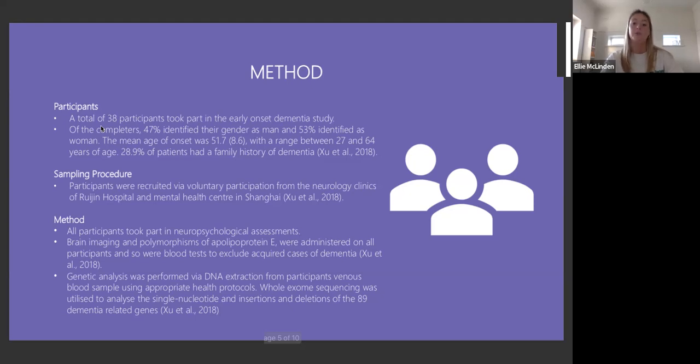14 participants who presented with psychiatric symptoms were administered the Wechsler Adult Intelligence Scale and the Wechsler Memory Scale, the Contingent Negative Variation, and the EPQ Personality Questionnaires. Brain imaging and polymorphisms of apolipoprotein E were administered on all participants, and so were blood tests to exclude acquired cases of dementia. Genetic analysis was performed via DNA extraction from participants' venous blood sample using appropriate health protocols. And whole exome sequencing was utilised to analyse the single nucleotide variants and insertions and deletions of the 89 dementia-related genes.